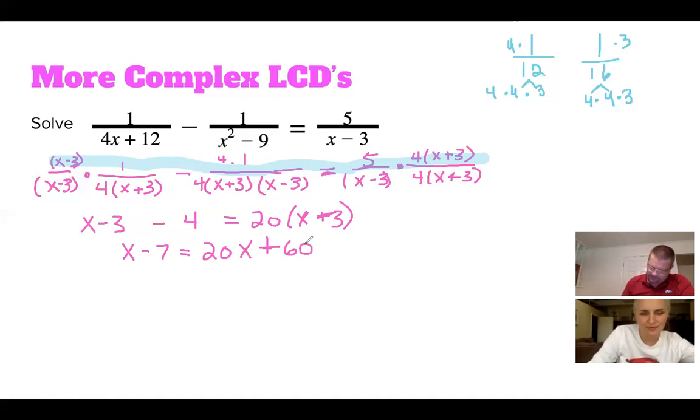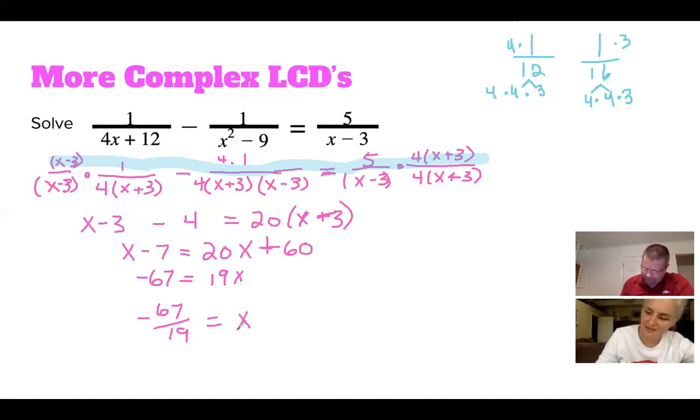Let's see here. So I'm going to get, oh, you're going to love this problem. 67 equals 19. This can't be right. Because Ms. Young told me to check my answers, and I don't really want to put negative 67 19ths into that problem to see that it works. Why can't I use a calculator? What do I really care about in this problem? That's the right answer. I'm pretty sure that's the right answer. But I don't need to actually find out.